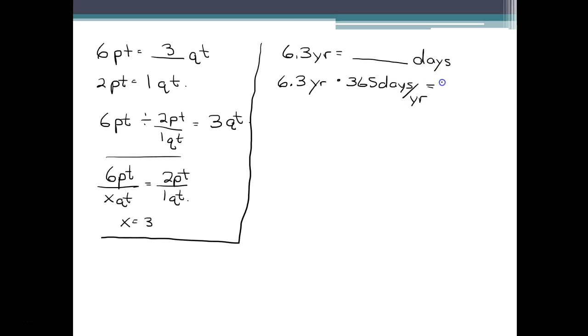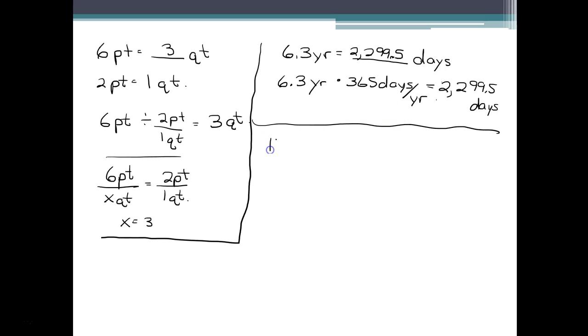We're just doing typical year. We're not doing 365 and a quarter or 366 leap year. We're just doing 365. 2,299.5. So you end up multiplying that 365 with the 6.3.